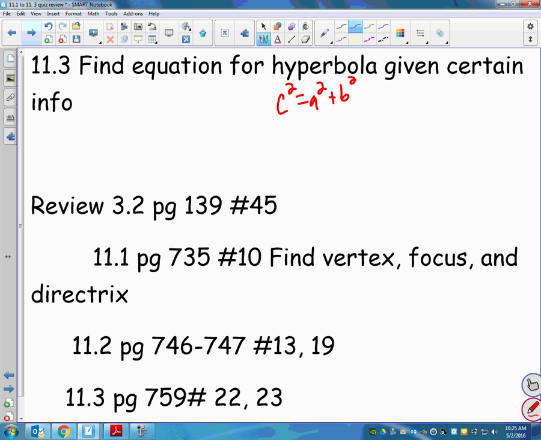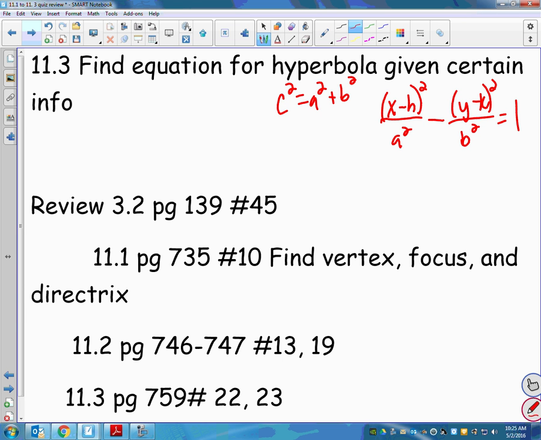So if the vertices are vertical, then y is positive. If the vertices are horizontal, x is positive. So that could be like x minus h squared over a squared minus y minus k squared over b squared. So remember, a can be smaller than b. It's positive. So that's how you know which one you're going to do.